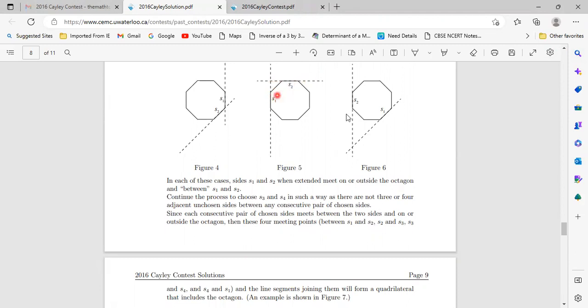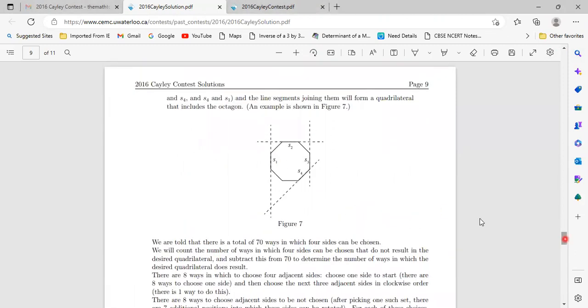So if you choose S1 and S2, and also S1 from here and S2 from here, you are getting a triangle, right? And if you choose S1, S2, S3, S4, this results in a quadrilateral. I hope you are able to follow this. These extensions will form a quadrilateral. Do you understand this part, Shana? Yeah. All right.